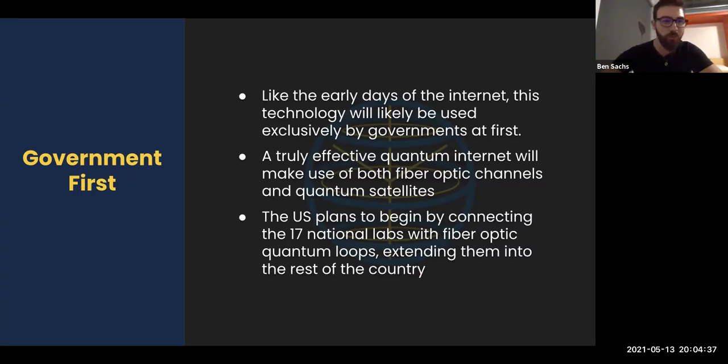The U.S. is planning on taking a more careful approach this time. They're trying to learn from how they did the ARPANET and make it a lot more structured. They're going to try and connect 17 national laboratories with fiber optic quantum loops, so that they can connect them all as nodes of a quantum network. And then eventually, from those laboratories, they're going to expand that to the rest of the country.